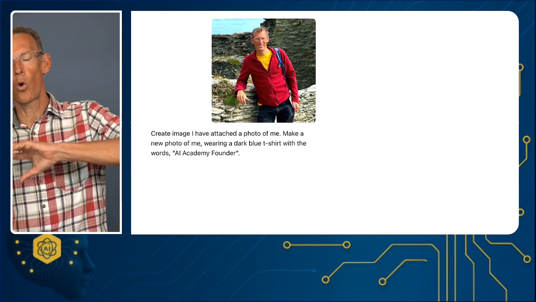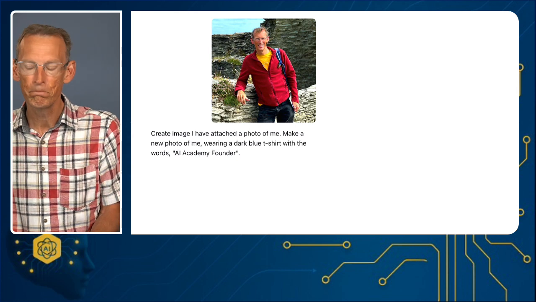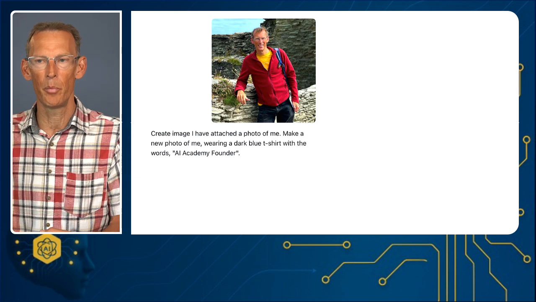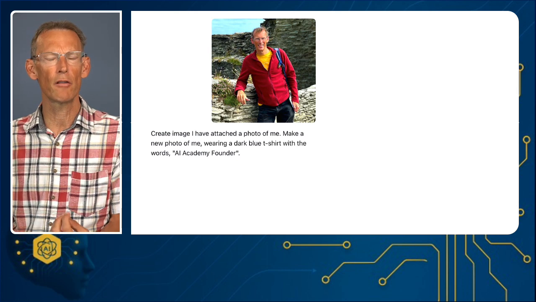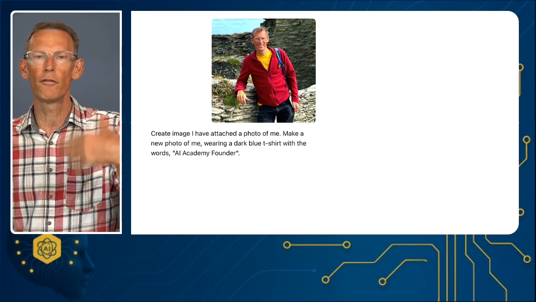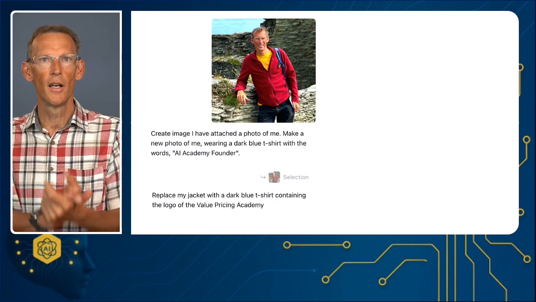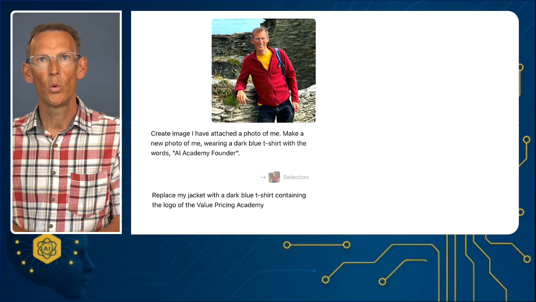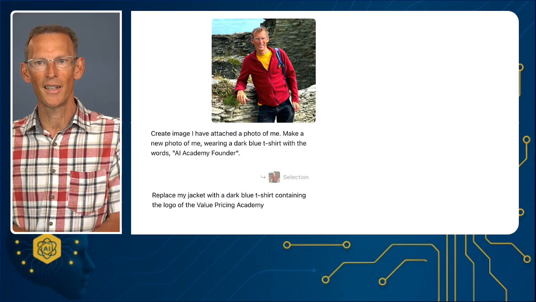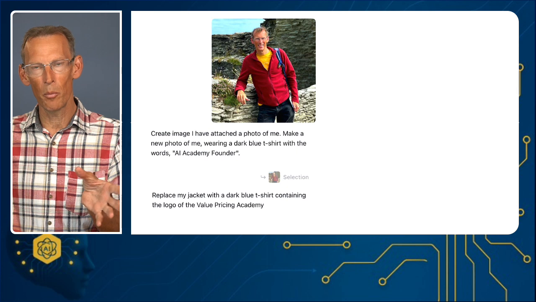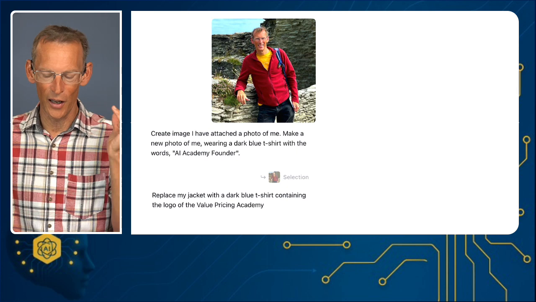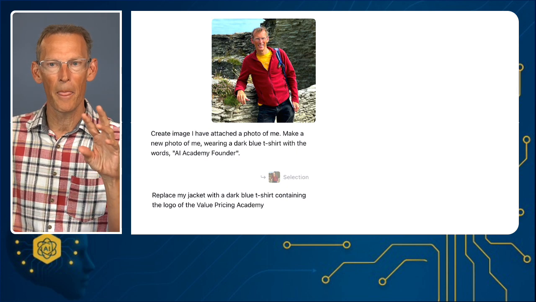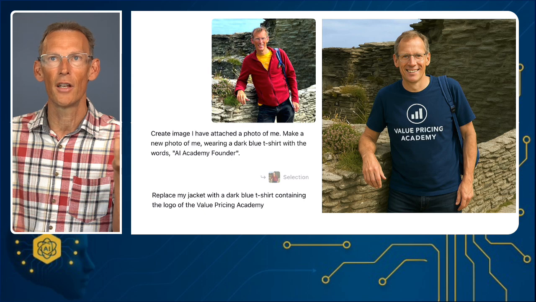Now, it didn't do it quite how I wanted the first time. And one of the great things about it being inside ChatGPT is if you don't get the result you want, then you can just do a follow-up post, which I then did. And I said, replace my jacket with a dark blue t-shirt containing the logo of the Value Pricing Academy. Now, it didn't do a perfect job. There are a couple of things that aren't great, but it's still pretty impressive if you look here.